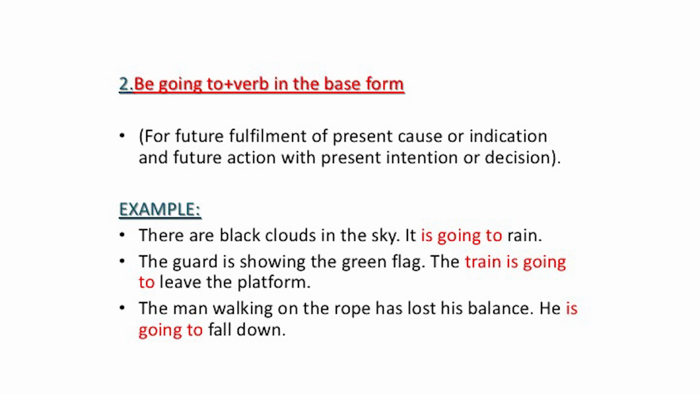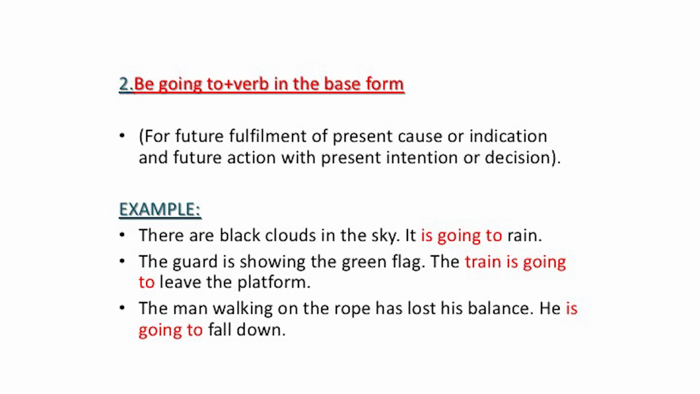Imagine the train is standing on the platform. A guard is showing the green flag. So, the guard showing the green flag in front of the engine of the train is a signal. The train is going to leave the platform. Is going to plus leave, the verb in the base form.